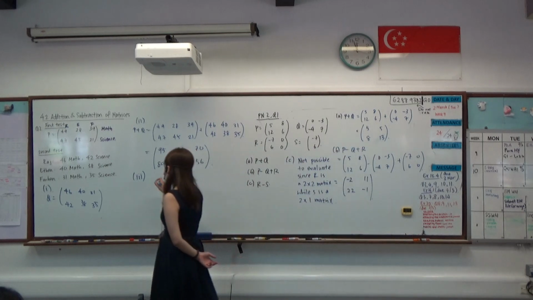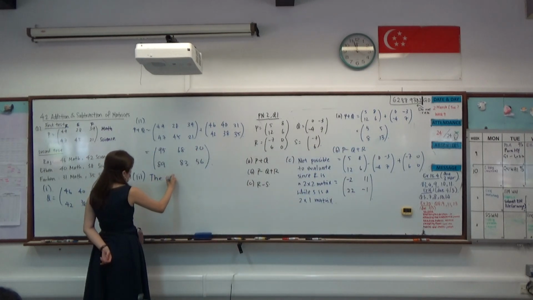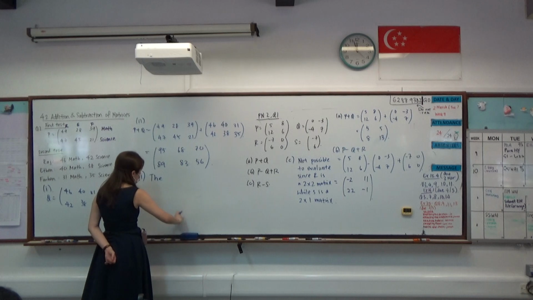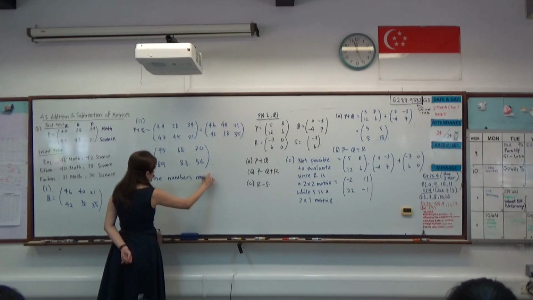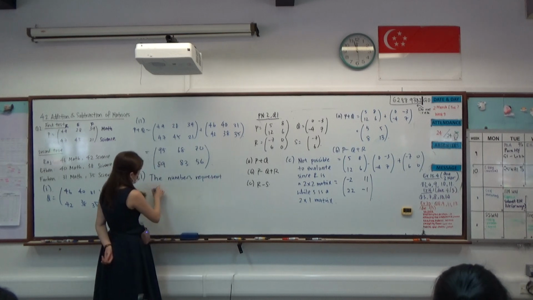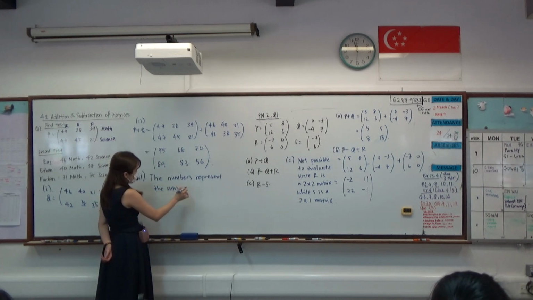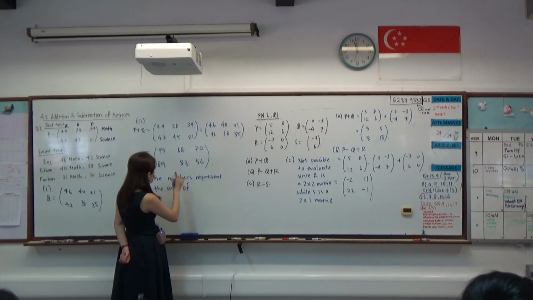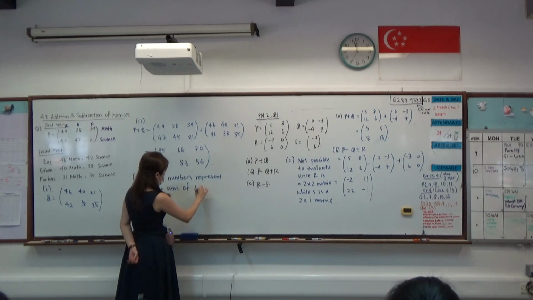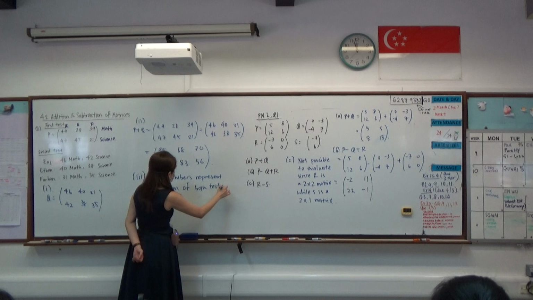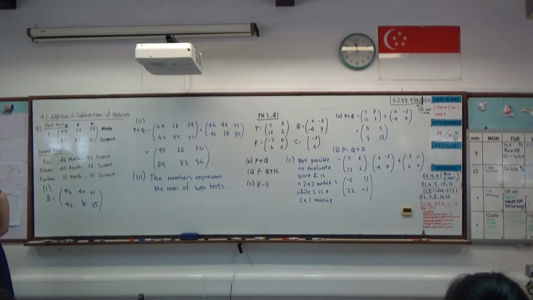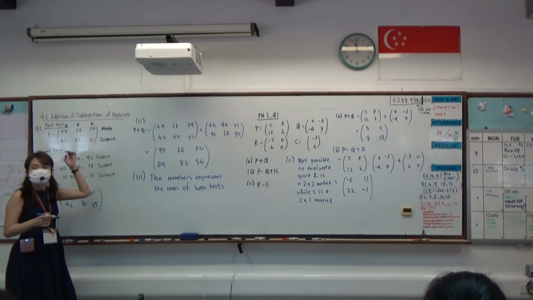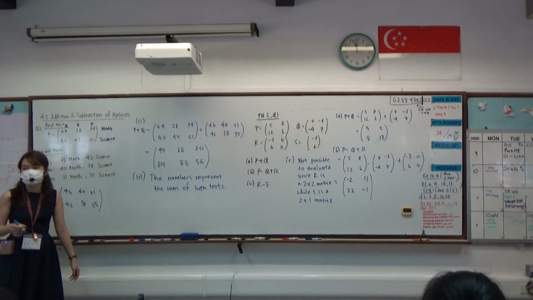So the numbers represent the sum of both tests. Do you think this answer, the sum of both tests, is sufficient to describe the elements found inside this matrix? The numbers represent the sum of both tests.